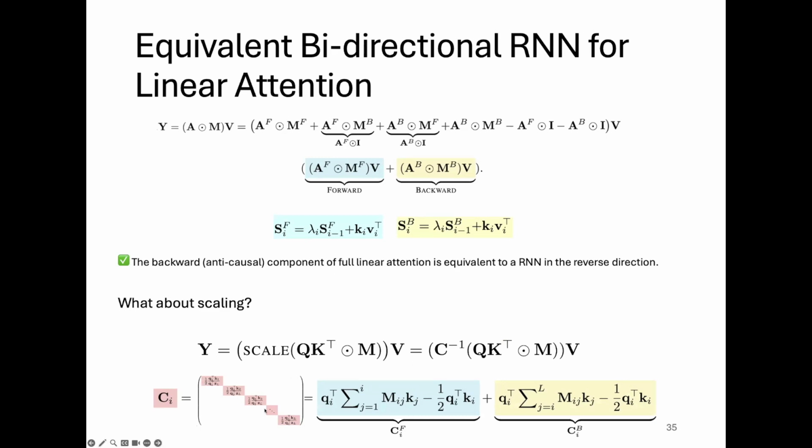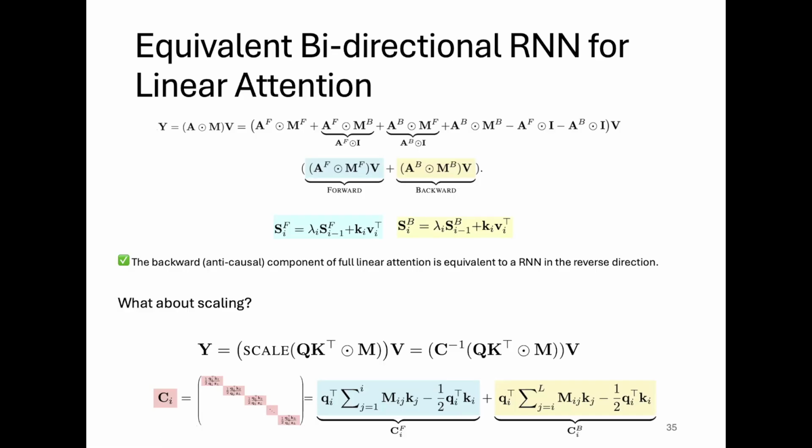And then for every element of this diagonal matrix, which is just a scalar, you can divide it into the causal path and anti-causal path. And again, we have to make sure that when we are scaling, the scaling factor for each token is presented in both directions. So we just have to subtract the additional double counting term from each direction.